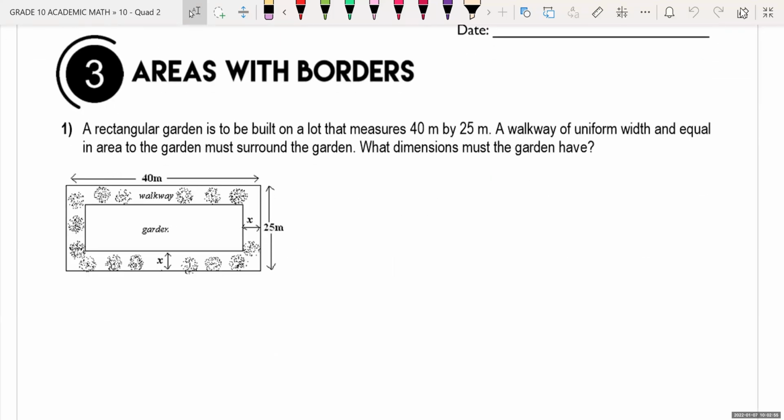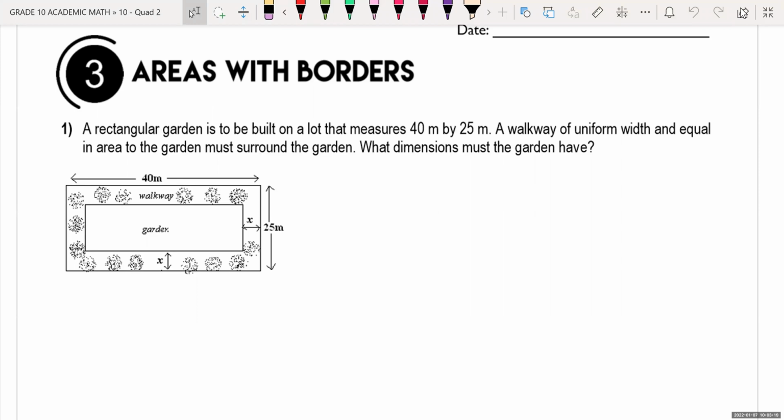Okay, so the question says, a rectangular garden is to be built on a lot that measures 40 meters by 25 meters. A walkway of uniform width and equal in area to the garden must surround the garden. What dimensions must the garden have? So for a question like this, you may have to read it a couple of times to understand what's happening. I'll read it one more time.